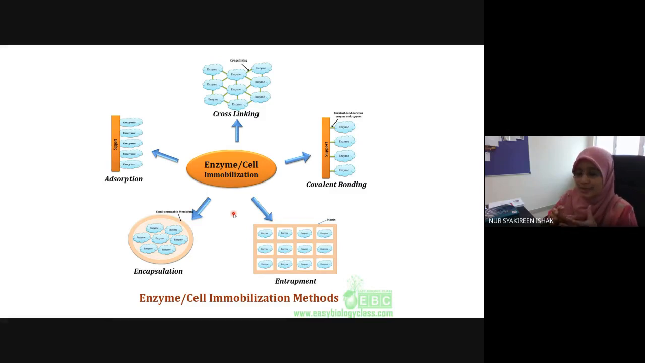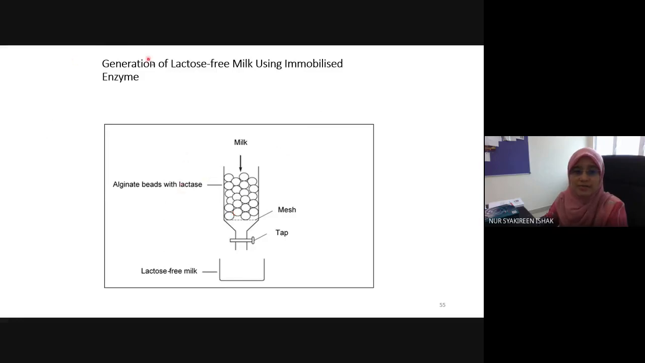Immobilized enzyme is very advantageous because you can let the reaction happen in large quantity, so that you produce much more products. So an example here is the generation of lactose-free milk using immobilized enzyme. The support system is alginate beads. You bind the lactase, which is the enzyme, to the beads. Then you pass the substrate, the lactose in the milk, through. The substrate reacts with the enzyme and produces products. The products can be isolated easily from the enzyme, as the product enters this container. The product you produce is lactose-free milk, so you have no lactose left in the milk, only glucose and galactose.